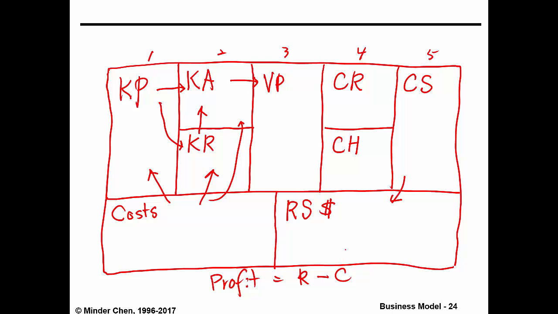So once again, we have 9 building blocks in the business model canvas, which include value propositions, customer segments, channels, customer relationships, key activities, key resources, key partners, revenue streams, and the cost structure. So try to use it in your startup, try to use it in your group project.